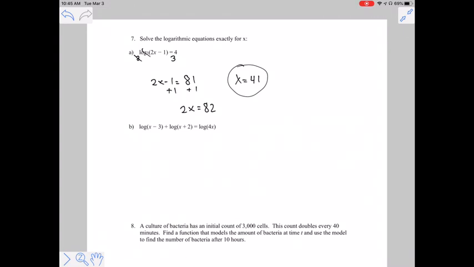Now, with part B, we have multiple logarithms on the same side of the equation. We talked about this, that you have to isolate the logarithm, and sometimes that involves condensing multiple logarithms into a single logarithm. So we need to isolate this logarithm into one single logarithm using the product property because they're adding right there. Product property means that the expressions inside the logarithm are going to multiply.